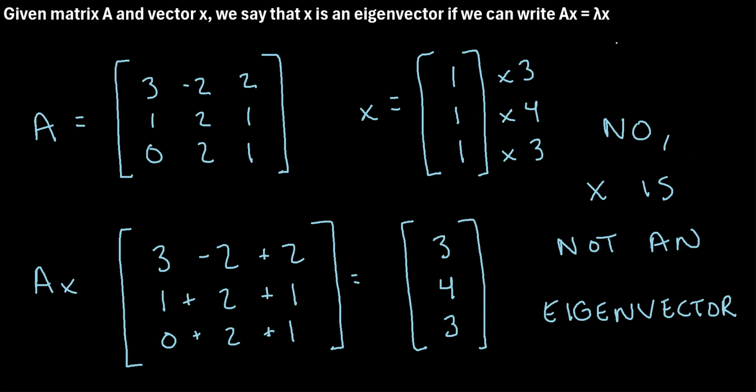So those were a couple examples of how to check if x is an eigenvector of some matrix A.